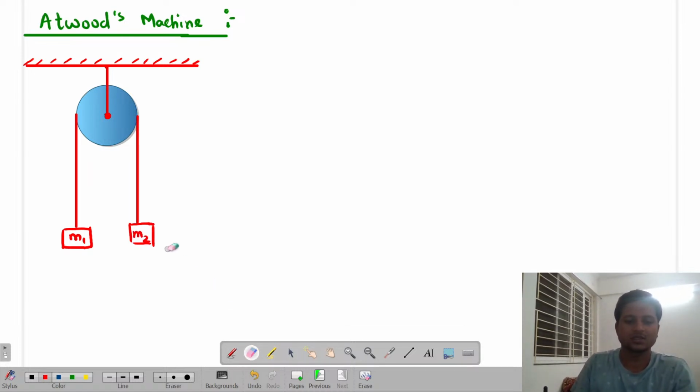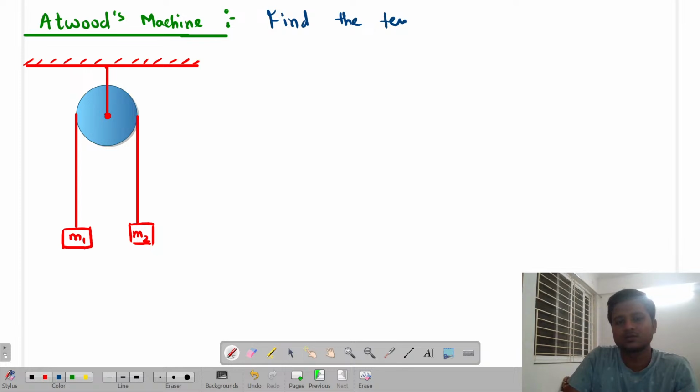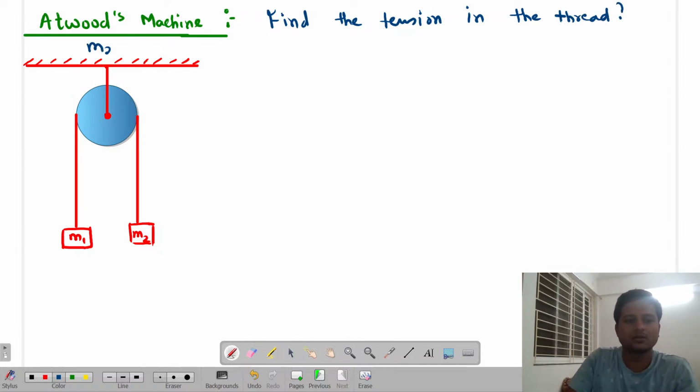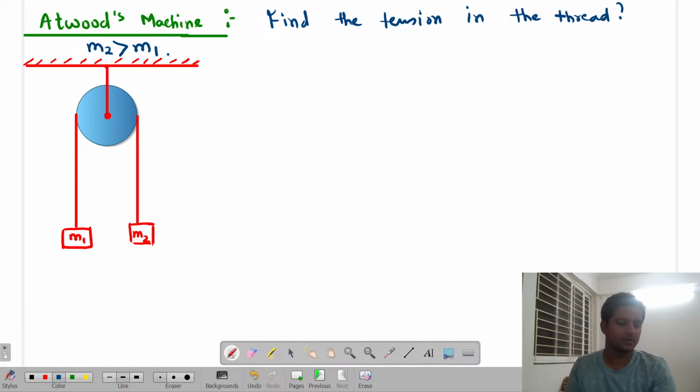and the concept is if these two blocks are attached over here, then find the tension. इस एटवुड मशीन में कुछ करना नहीं रहता है, बस find the tension in the thread. Take, if I consider M2 greater than M1. You think, you tell me. Okay, then.